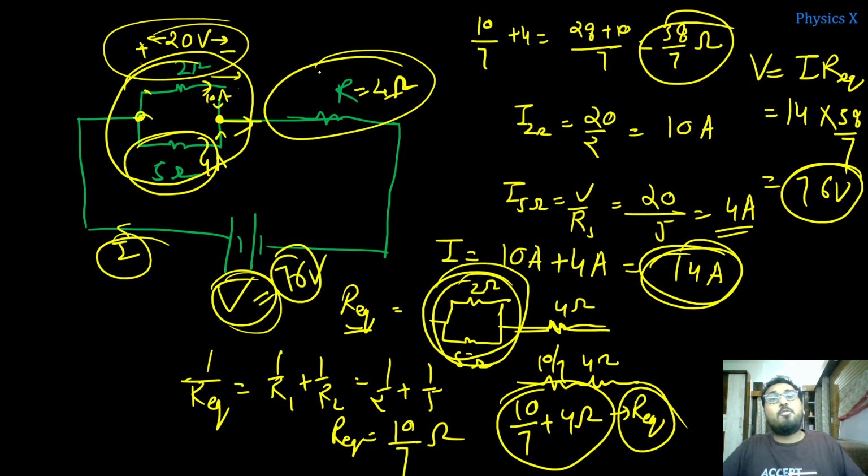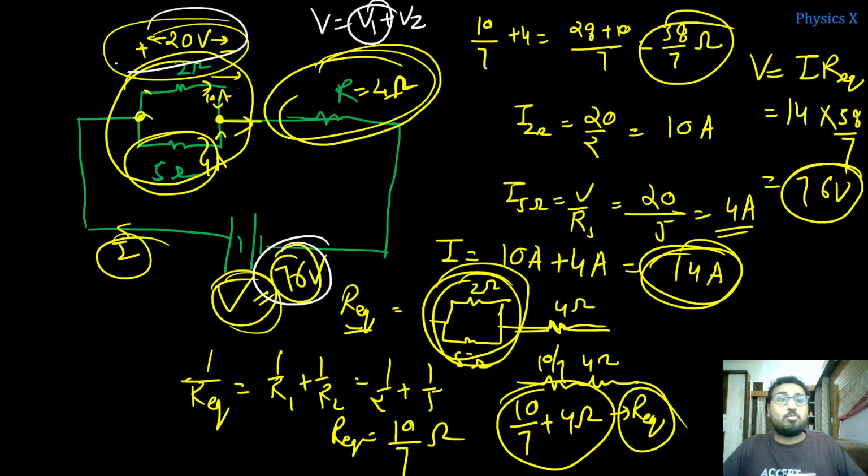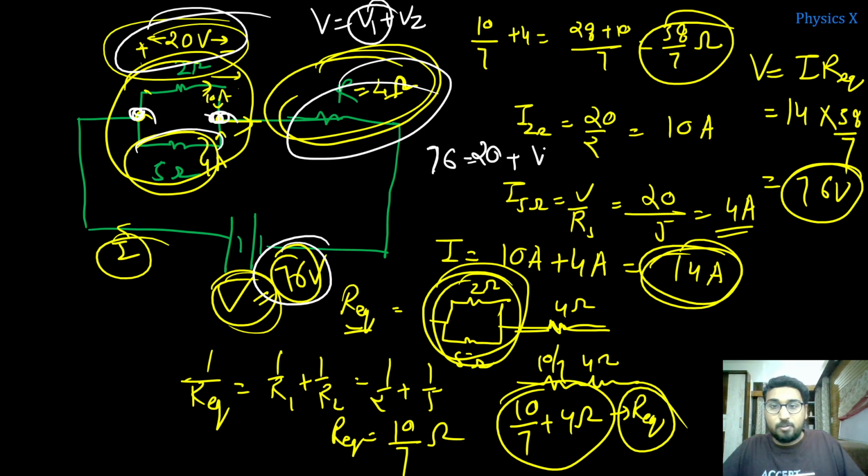And you can now find the voltage across this branch also. How? You know that the total voltage is going to be V1 plus V2. You know the value of V1, it is 20 volts, right? These are in parallel, so between this point and this point, it is 20 volts. So V is 76 volt, and V1 is 20 volts. And you want to find the voltage across that. V2 is 76 minus 20. So it will be 56.